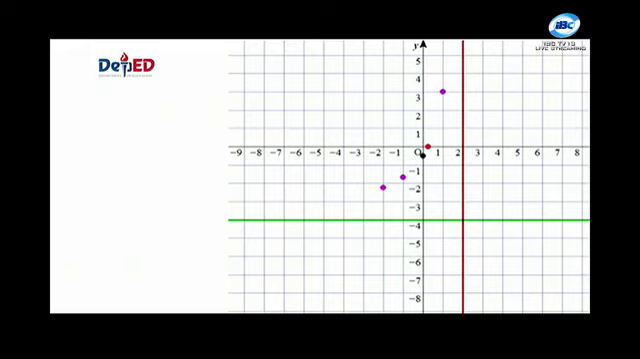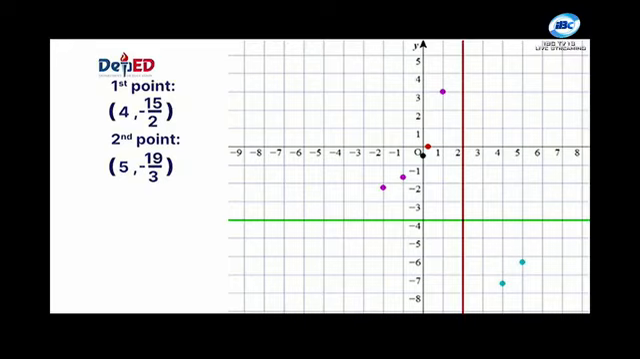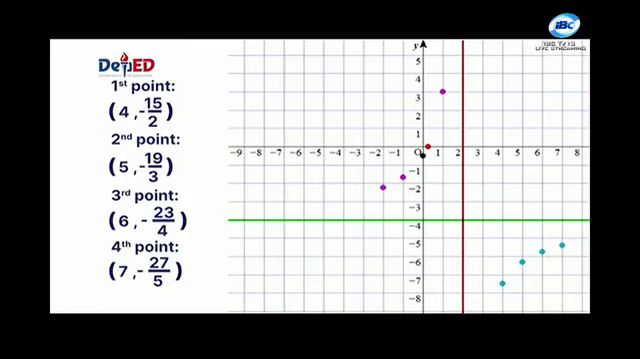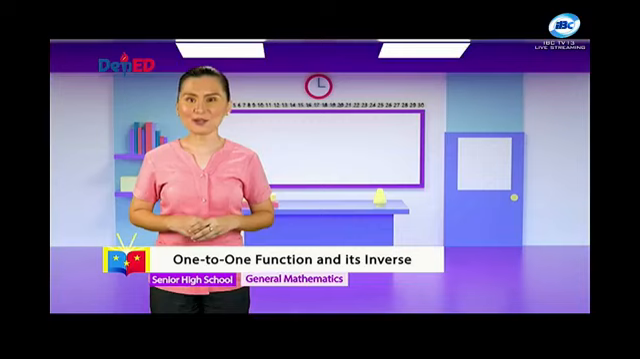We may also consider points on the right side of the vertical asymptote. These are (4, -15/2), (5, -19/3), (6, -23/4), and (7, -27/5). We may now draw the graph passing through these points and considering the asymptotes. Well done! We have represented an inverse function through its graph.